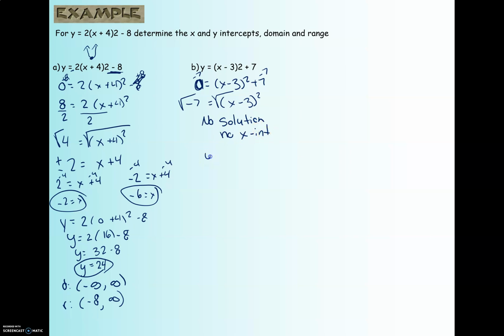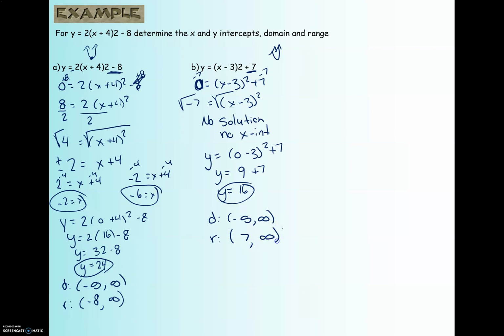I can solve for my y-intercept, so set x to equal 0. And our y-intercept is at 16. Domain, always the same. And our range: this graph, once again, opens up. I have a min. The min value is at 7, and that graph goes to infinity.